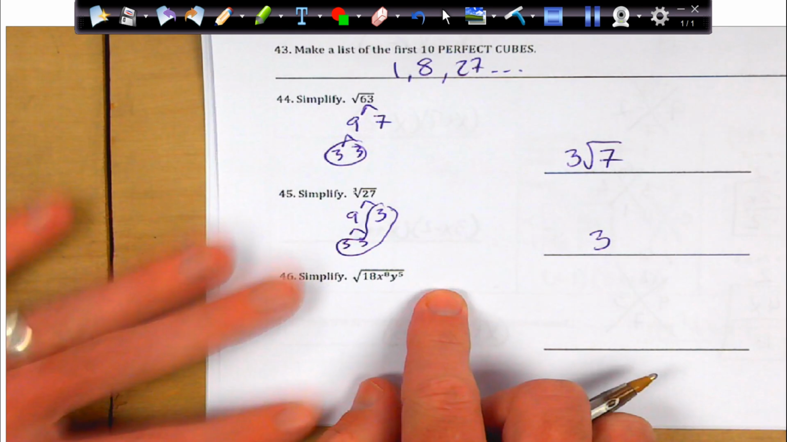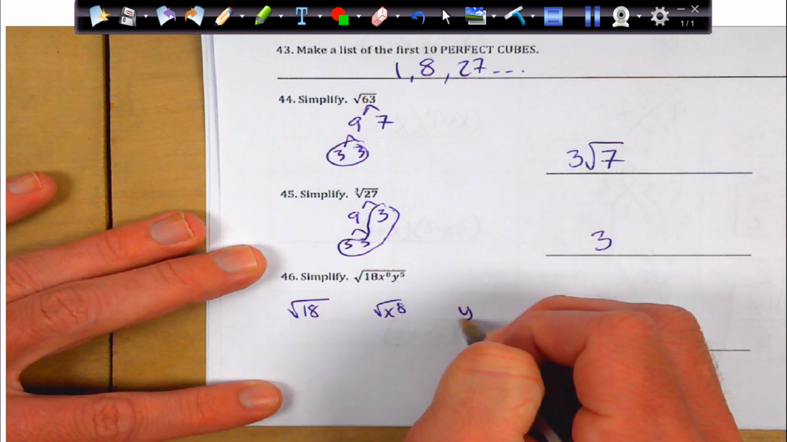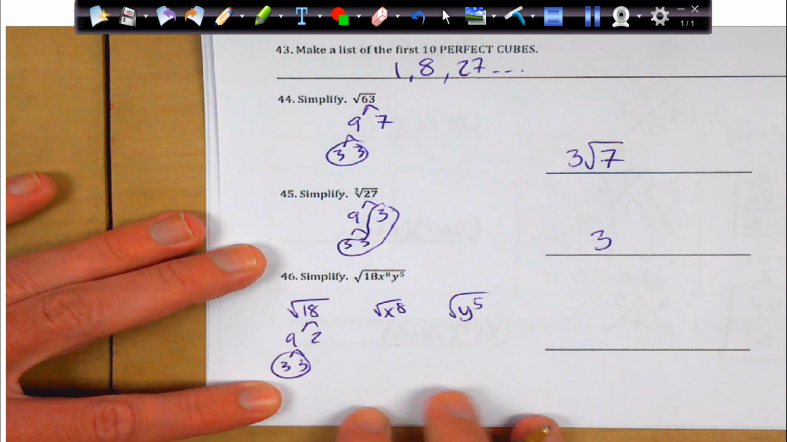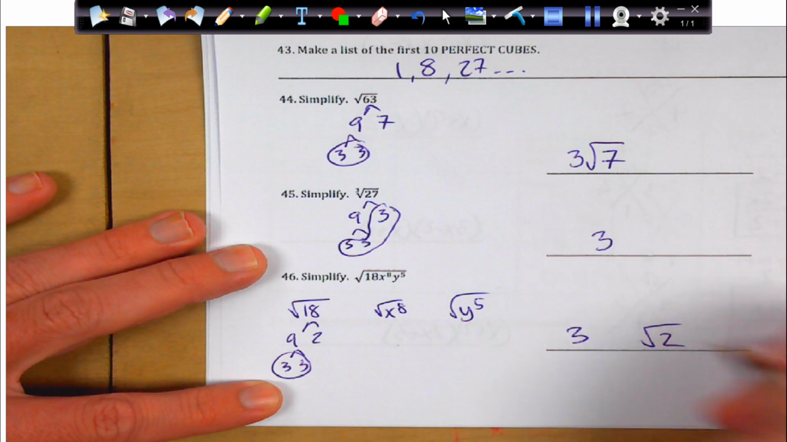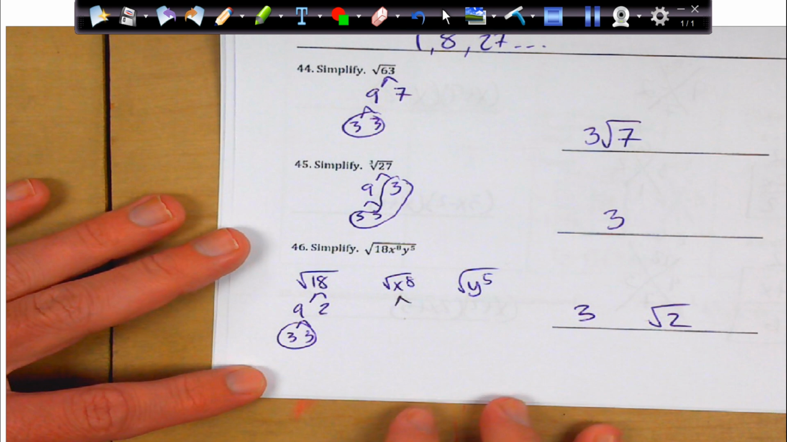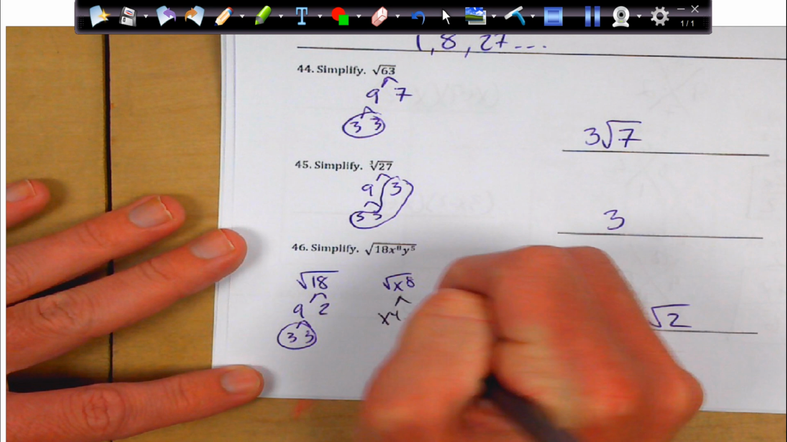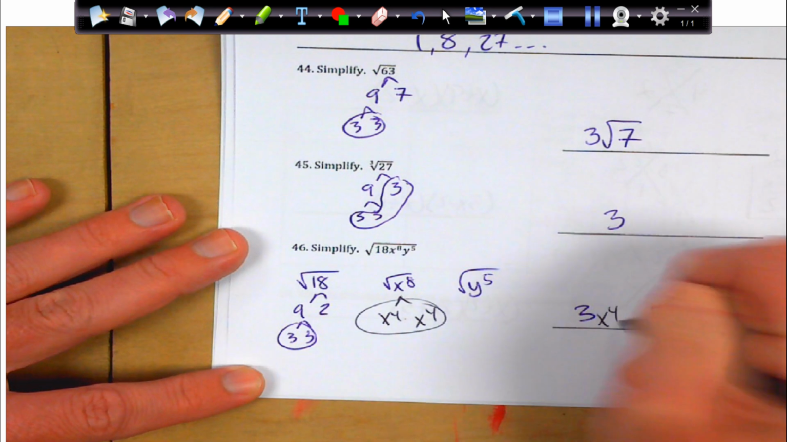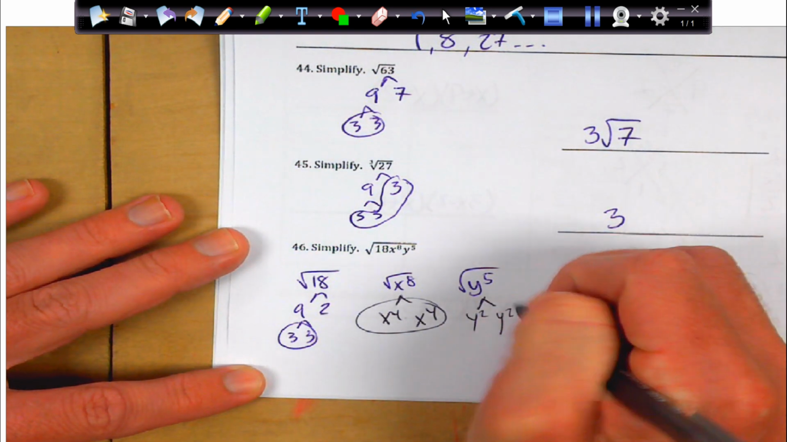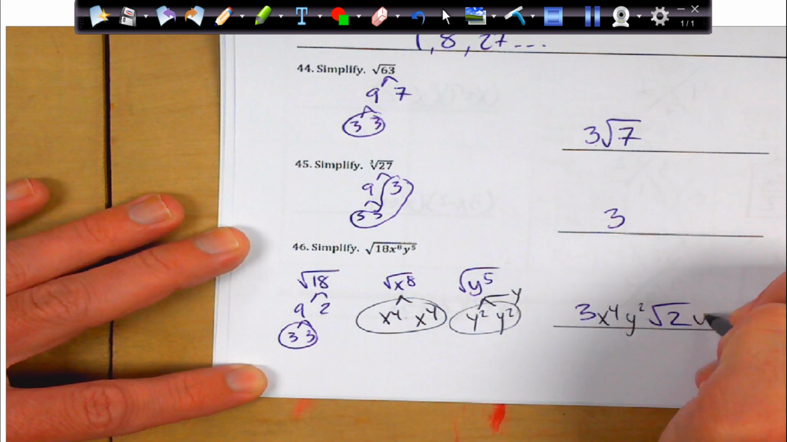This guy, sometimes it's best to just write it out as separate pieces. This is going to be 9 times 2, which is 3 and 3, so I'm going to be able to pull out a 3. I'm going to leave 2 behind. This one, I'm looking for equal groups. Remember, x to the 8th is really just 8 x's, so can I get 2 equal groups of x's? And I could. X to the 4 and x to the 4, and that gets to come out. And then last but not least, I can't get equal groups of this, but I could get y squared, and then just have a y left over. So there's my y squared gets to come out, and a y is left over in the radical.